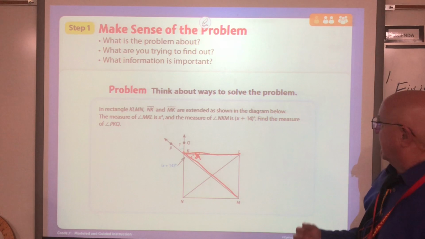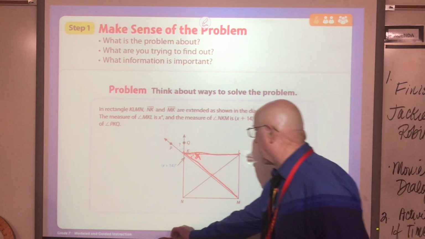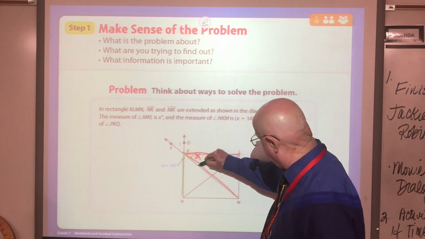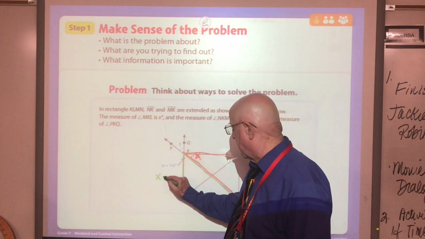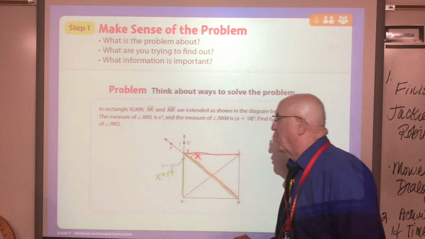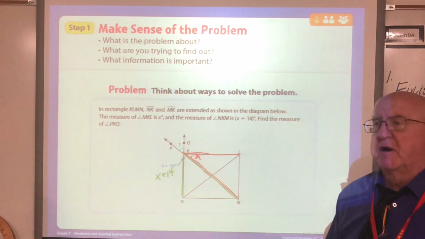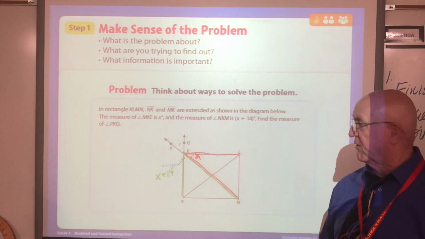And then they tell us that the measure of angle NKM, which is this angle here, NK and then M, that angle is X plus 14. So we have X plus 14. All right. So we're going to use the property of complementary angles. We know that complementary angles add up to 90 degrees.